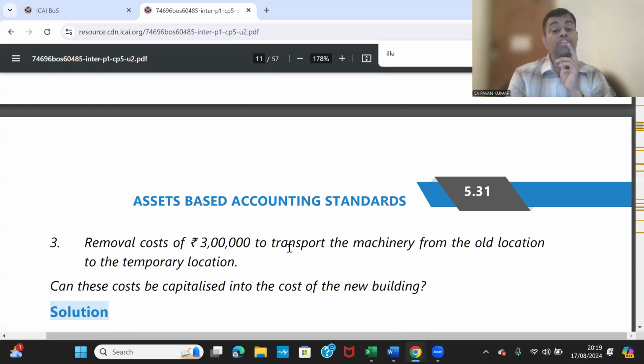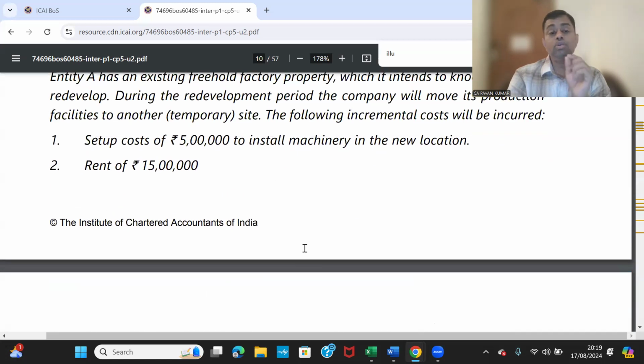So removal cost of 3 lakhs to transport the machinery. You need to remove the machine from the old site, put it in a truck, drive it, take it to the new location, and install it again there. For that removal, it is 3 lakh rupees. So can you capitalize one? Can you capitalize two? Can you capitalize three?